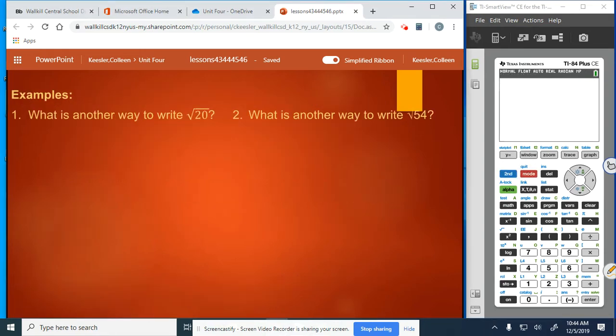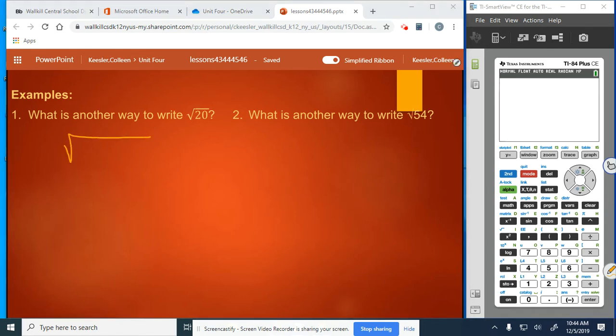All right, so here's some easier examples that we don't necessarily need a calculator for, but I'll show you when we do how you would do that. So what is another way to write the square root of 20? In my head right away, I know that 20 is 4 times 5, and 4 is a perfect square, 5 is prime. So those are my two factors that I need to use in this case.